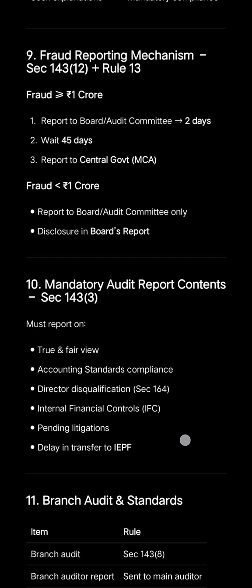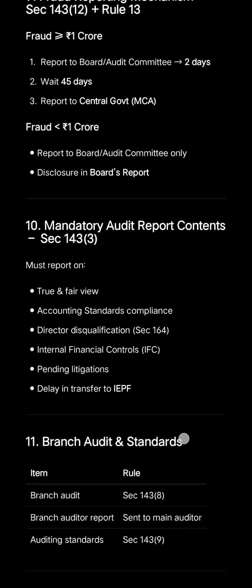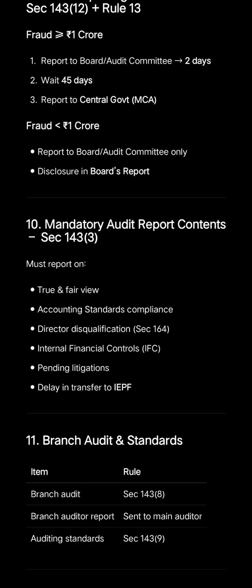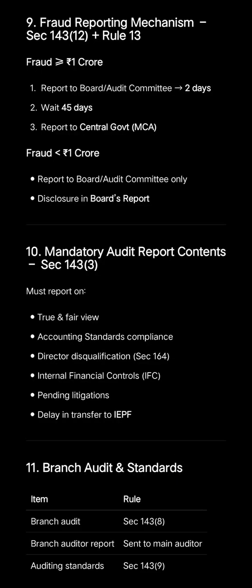Fraud reporting mechanism. For fraud less than or equal to 1 crore, the auditor has to report to the board or the audit committee. Audit committee comes under section 177. We will see this in the board of directors, meetings of board of directors chapter. Mandatory: if it is more than 1 crore, the fraud should be reported to the central government. If it is less than 1 crore, to the board or audit committee. Greater than 1 crore: report to the board or audit committee within 2 days, plus wait for 48 days. After that, report to the central government.